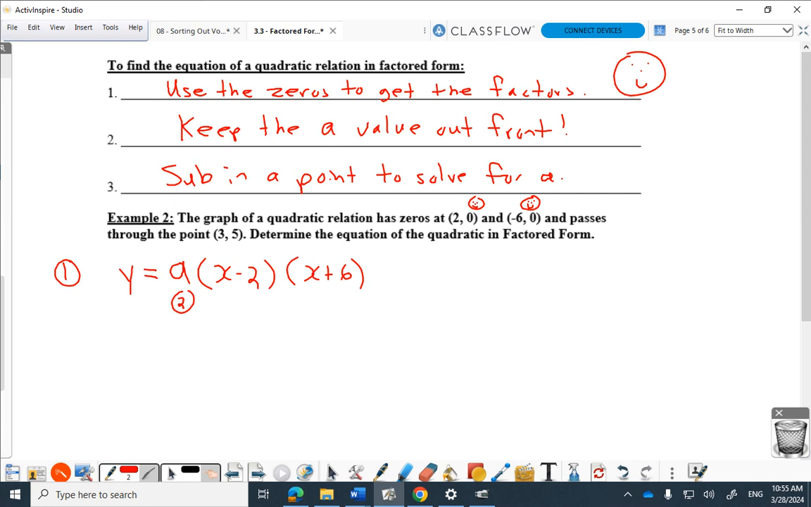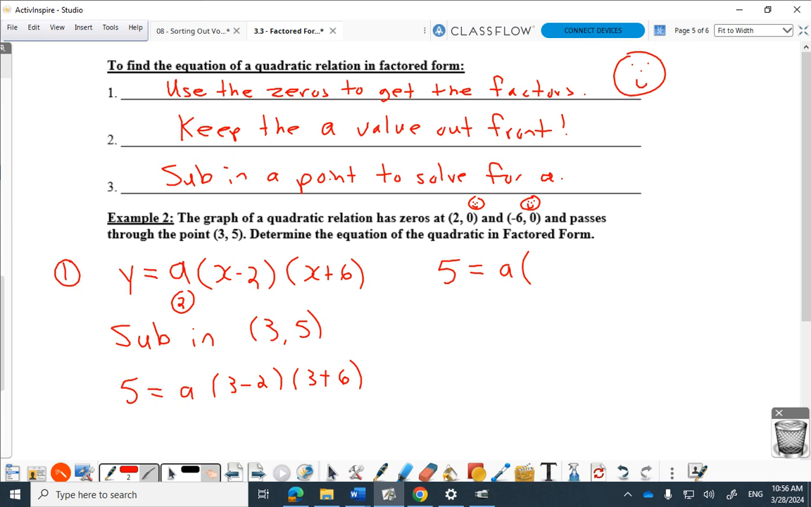And now I'm going to do what we did last chapter to find the y-intercept. We were finding b's. I'm going to sub in (3, 5). 5 goes here, 3 goes there and there. And as bad as it looks, the worst is over. Because what's 3 minus 2? 1. What's 3 plus 6? 9. What's 1 times 9?